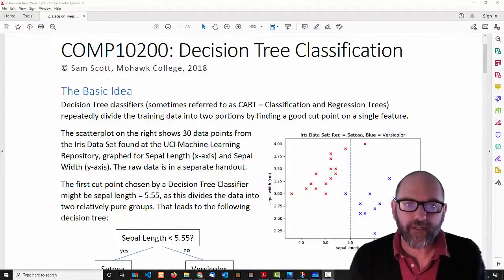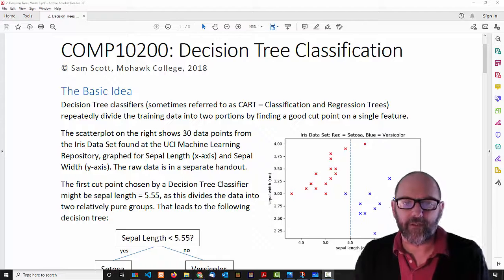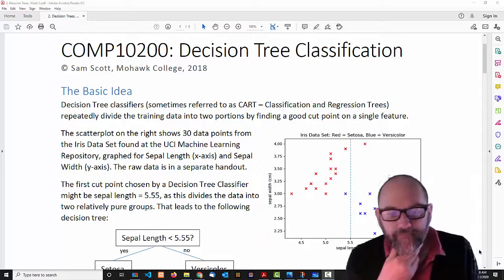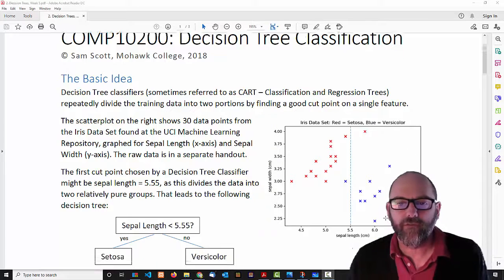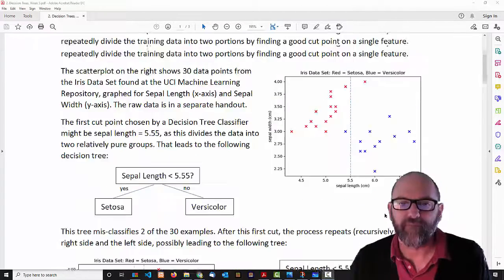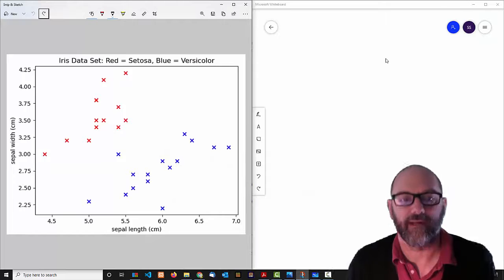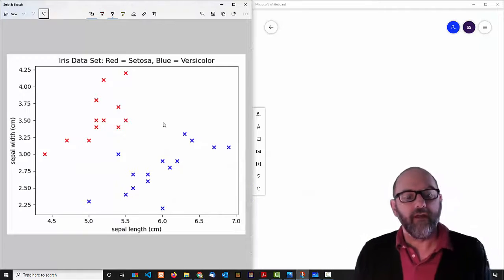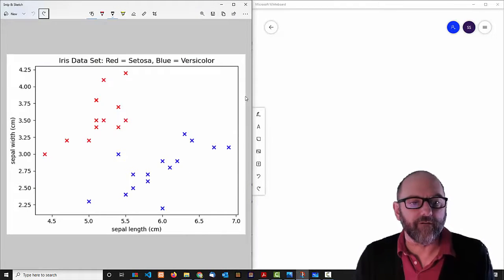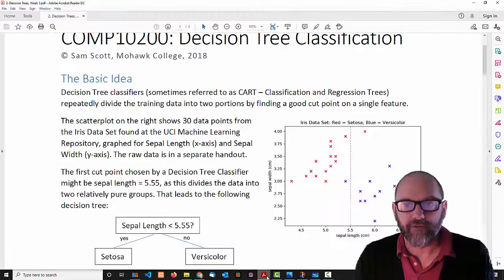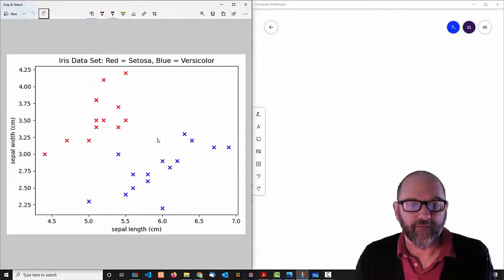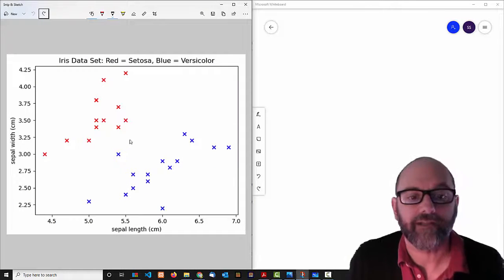If you take a look at the handout, which is up on my screen here, it walks you through an example of a decision tree. But I thought what I would do is walk you through a slightly different example. Same data, just a different set of training items. If you look at this data set here, it looks very similar to the one on the handout, but it's a different set of blue and red X's.